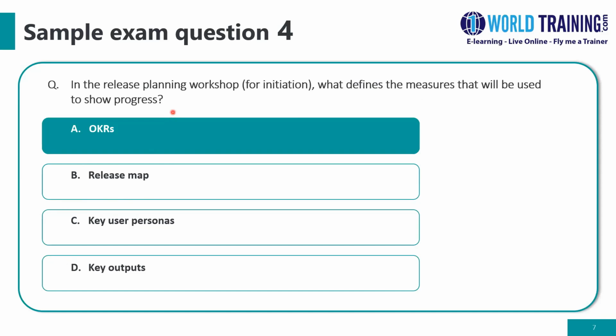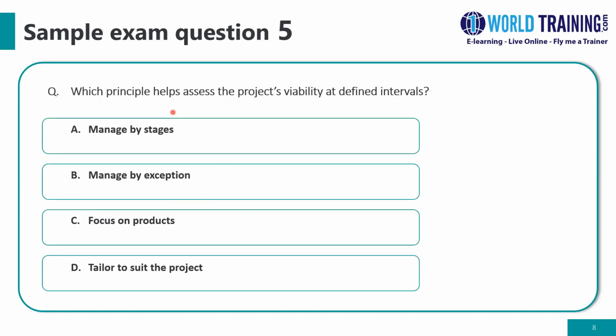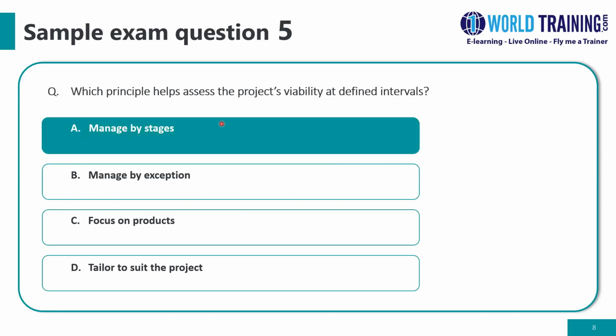Okay. So, number 5, which principle helps assess the project's viability at defined intervals? A, manage by stages. B, manage by exception. C, focus on products. D, tailor to suit the project. This is a principles question, and it's about the project viability to be assessed at regular intervals, and therefore it will be managed by stages.